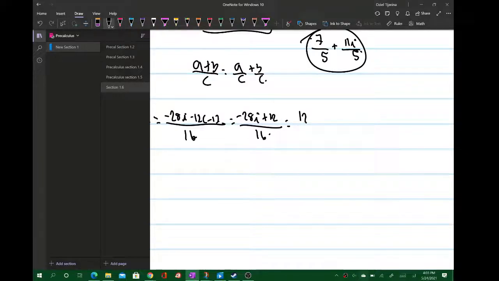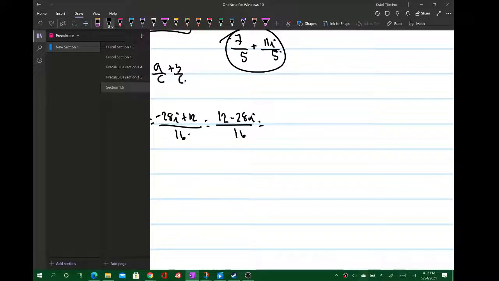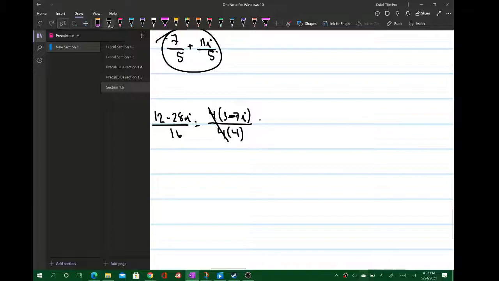This is the same as saying 12 minus 28i over 16. Then we factor out, we can factor out a 4 from this, right? 4 times 3 minus 7i over 4 times 4, right? So then we have 3 minus 7i all over 4, which is equal to 3/4 minus 7/4 i, or 3/4 minus 7i over 4.